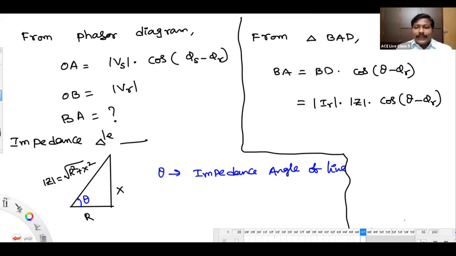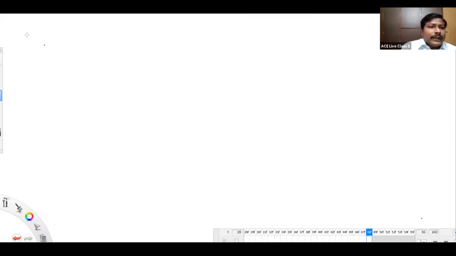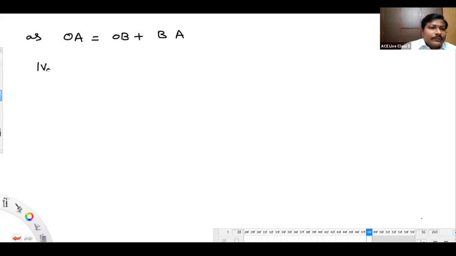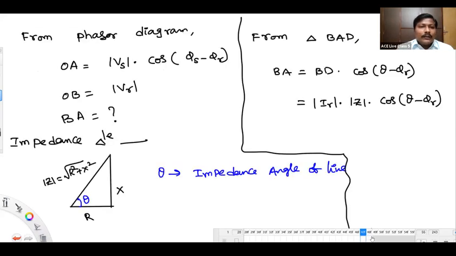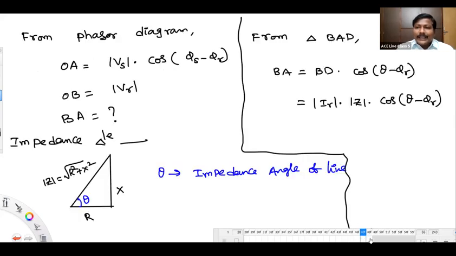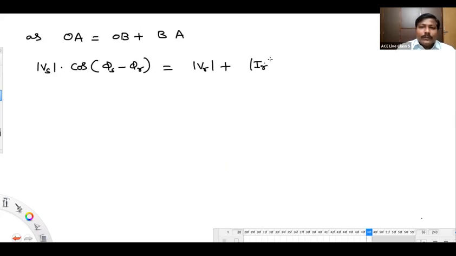Done. Now you can write from the phasor diagram again, OA equals OB plus BA. As we know, OA length is mod Vs cos of phi s minus phi r, and OB length is mod Vr. BA length is IR into Z cos of theta minus phi r.